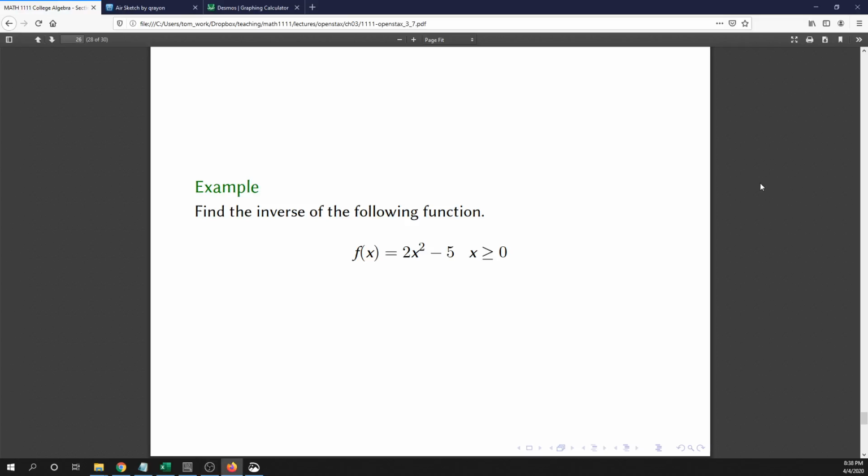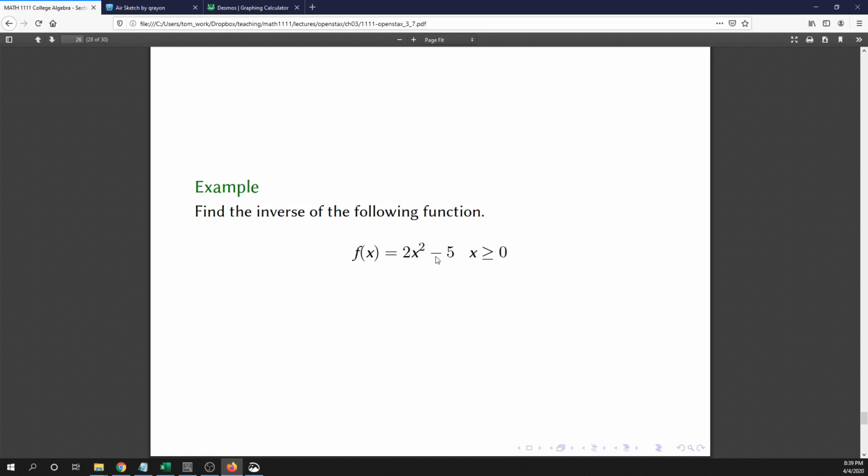In this video, we are going to find the inverse of this function f of x equals 2x squared minus 5, where x is greater than or equal to 0. Okay, so again, on this one, we see we have this domain restriction that they have out here off to the side of the function itself. So again, you might wonder, well, what's the story with that?